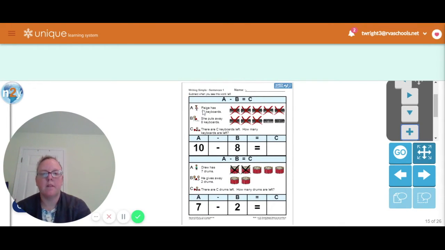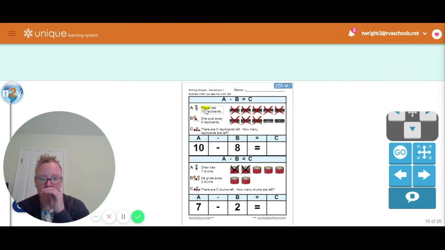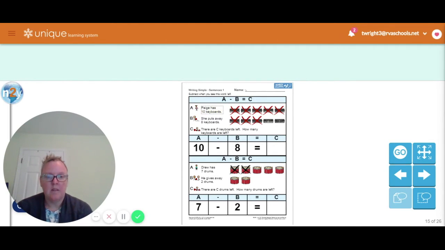All right. Let's hear what Paige and Drew have done with their instruments. Paige has 10 keyboards. She puts away 8 keyboards. All right, so Paige has 10 keyboards. All of these count up to 10. 1, 2, 3, 4, 5, 6, 7, 8, 9, 10.